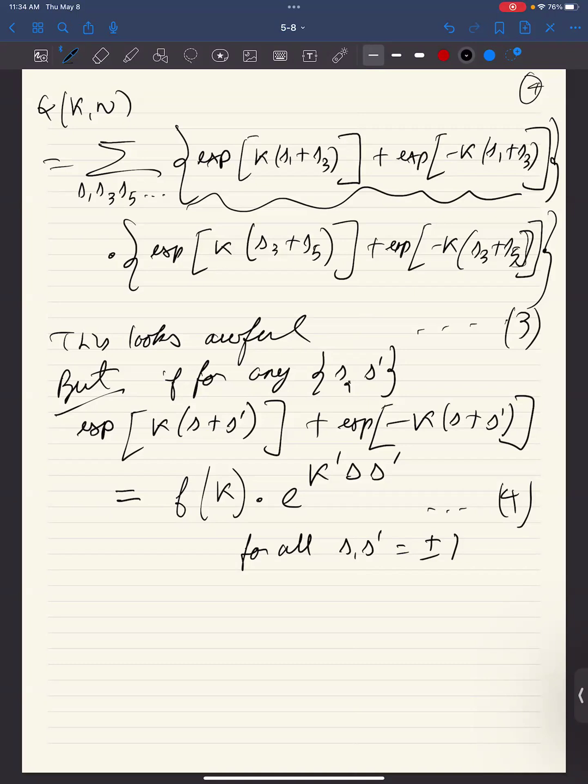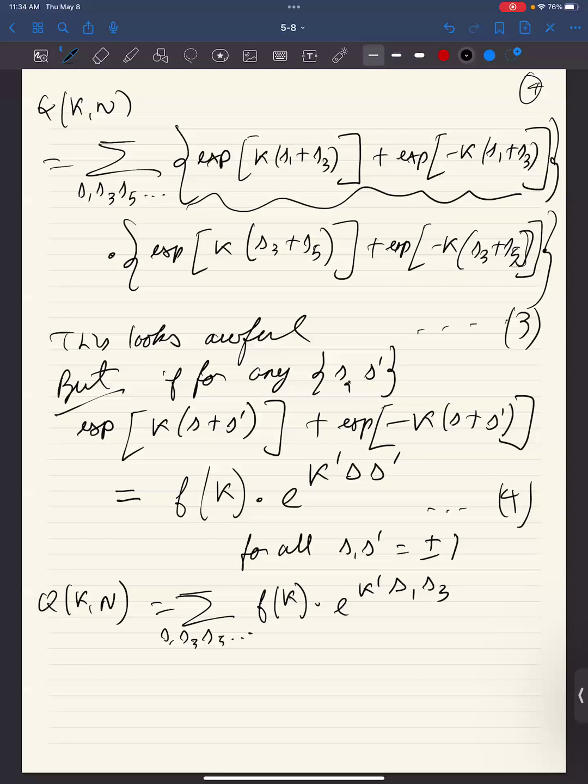Why might my life become very simple, you say? Because of the following reason. Now, if I look at q of k comma n, and I write it as summation over S1, S3, S5 dot dot dot, this first thing that I have over here will be f of k multiplied by e to the power k prime S1 S3, right? The second thing that I have will be f of k multiplied by e to the power k prime S3 S5 dot dot dot, right?